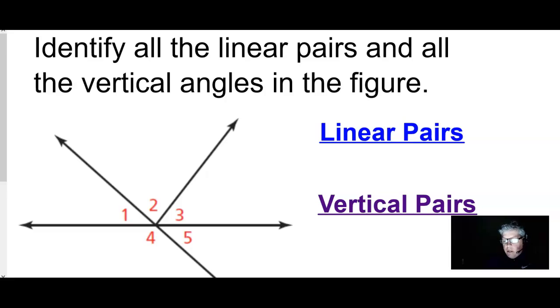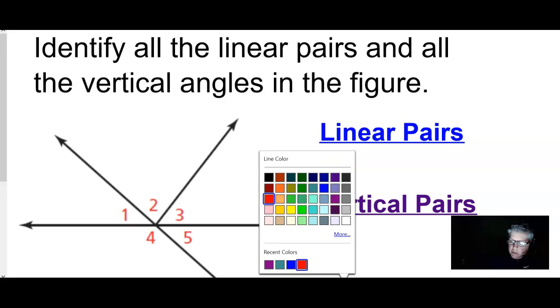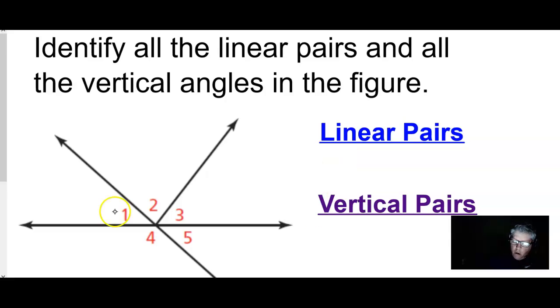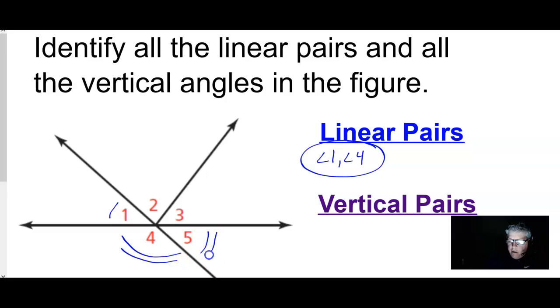All right, so we're walking along the woods, we see this, and we're like, hey, I wonder what all the linear pairs are. Remember, a pair is only two, so we're looking at two angles that form a straight line that are adjacent. So a linear pair here is, let's go blue, 1 and 4. That's a linear pair. And 4 and 5 are a linear pair.